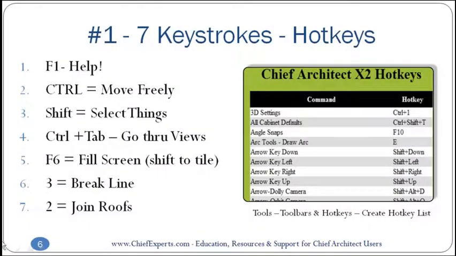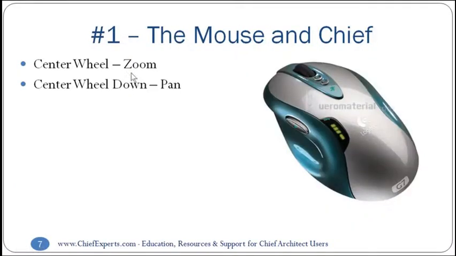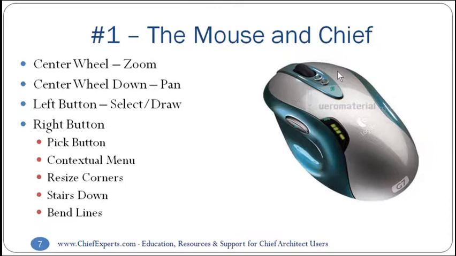Next item in Chief, the mouse. The center wheel is your zoom tool, and it's also your pan tool. The left button is used to select and draw things. The right button does a whole bunch of things. Let me show you what some of those things are.